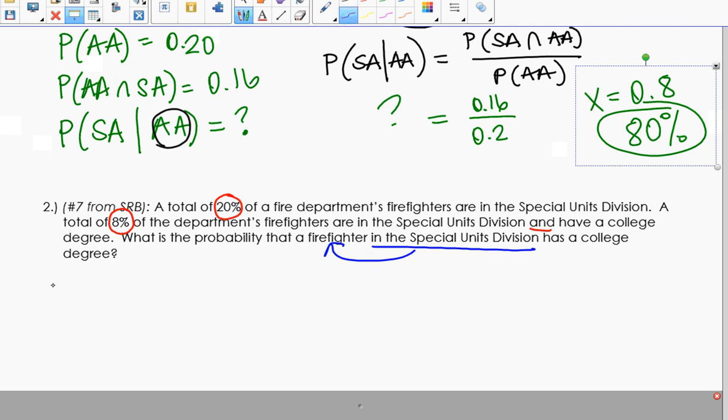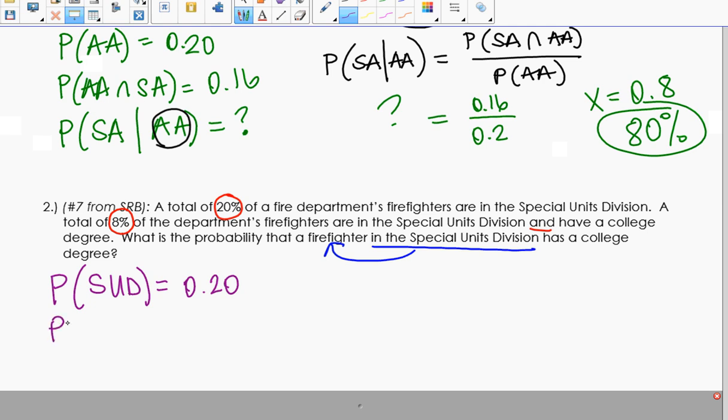So the 20% is the special units division. So the probability of the special units division is 20%. And 8% describes the firefighters that are in the special units division and have a college degree. So the probability of the special units division and a college degree is 8%. Okay, make sure when you're converting those, you do that correctly.